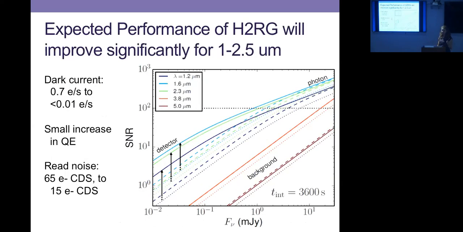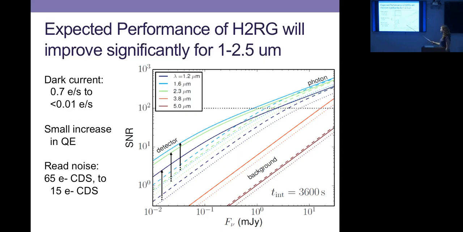So we have also done testing or simulations of what we expect the performance improvements to look like. And so the dark current is decreasing significantly. There's a small increase in QE that's almost negligible, but then the read noise is also significantly decreasing. And so what this means is that particularly in the J, H, and K bands, which are shown here in the blues and greens, you're actually going to get more than an order of magnitude in signal to noise for the same time exposure for the same object.